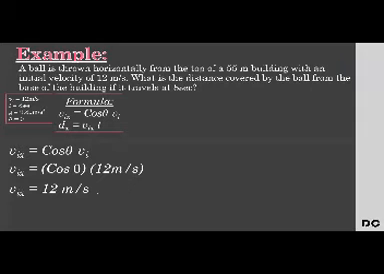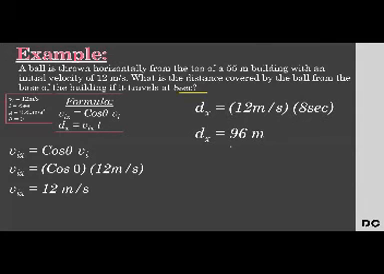And next, after you solve for the value of our vix, next is to solve for our dx using dx is equal to vix times time. Since vix is equal to 12 meters per second and time is equal to 8 seconds, therefore 12 meters per second times 8 seconds is equal to 96 meters.